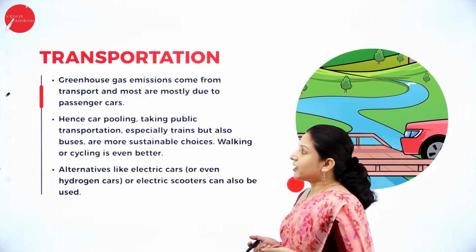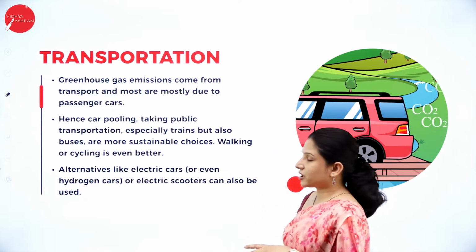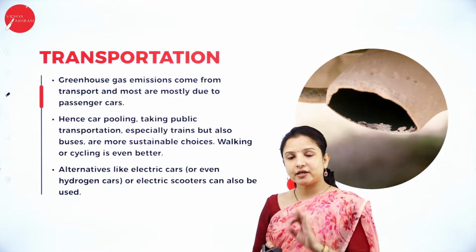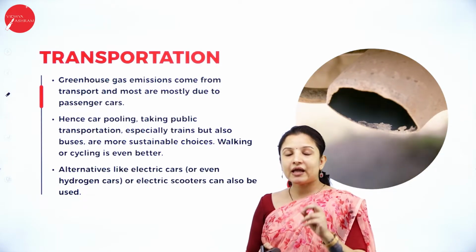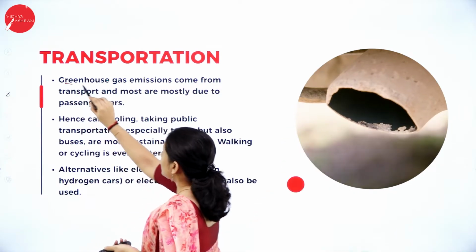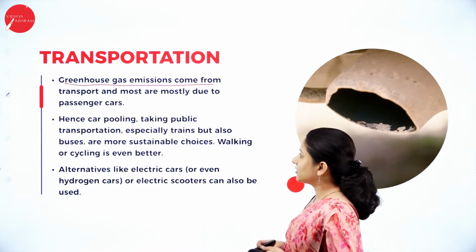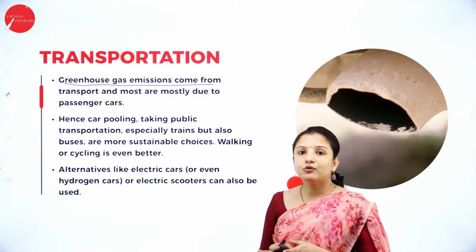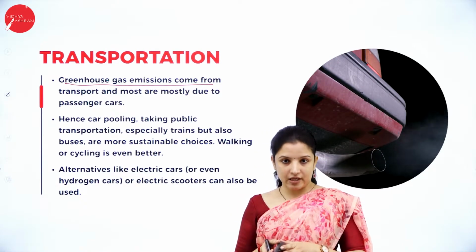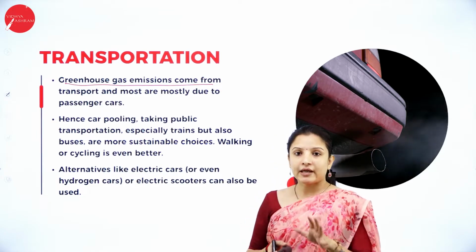So next, let's study transportation: how sustainability can be maintained through transportation. We all know that the diesel, petrol or fuels used for transportation emit a lot of carbon dioxide and other greenhouse gases, and these are harmful to the environment. Why? Because they increase the temperature of the environment, therefore causing a lot of imbalance in the ecosystem.